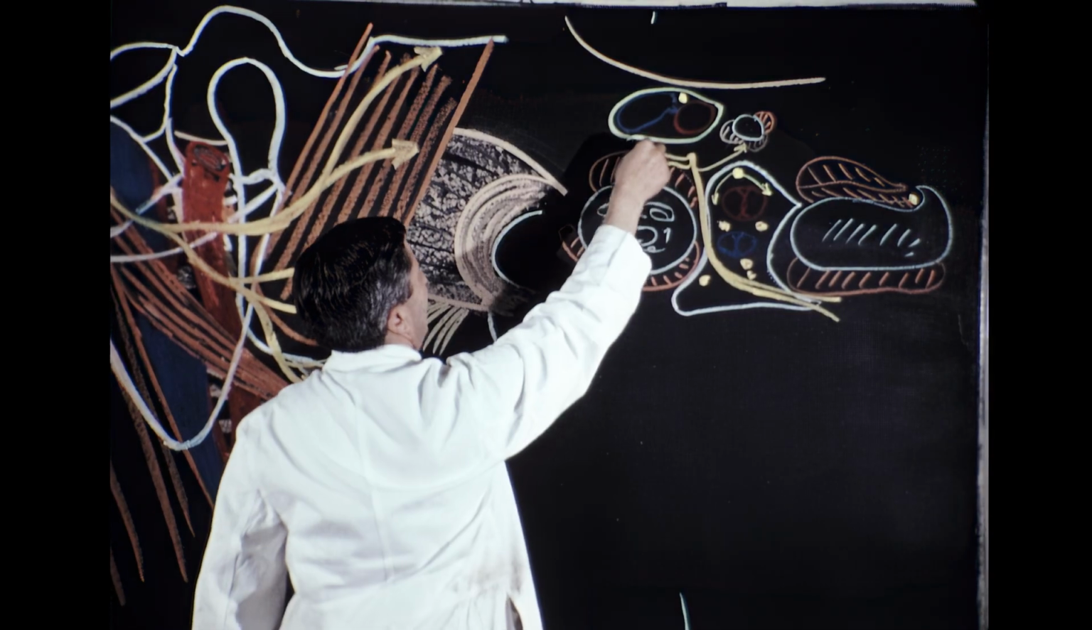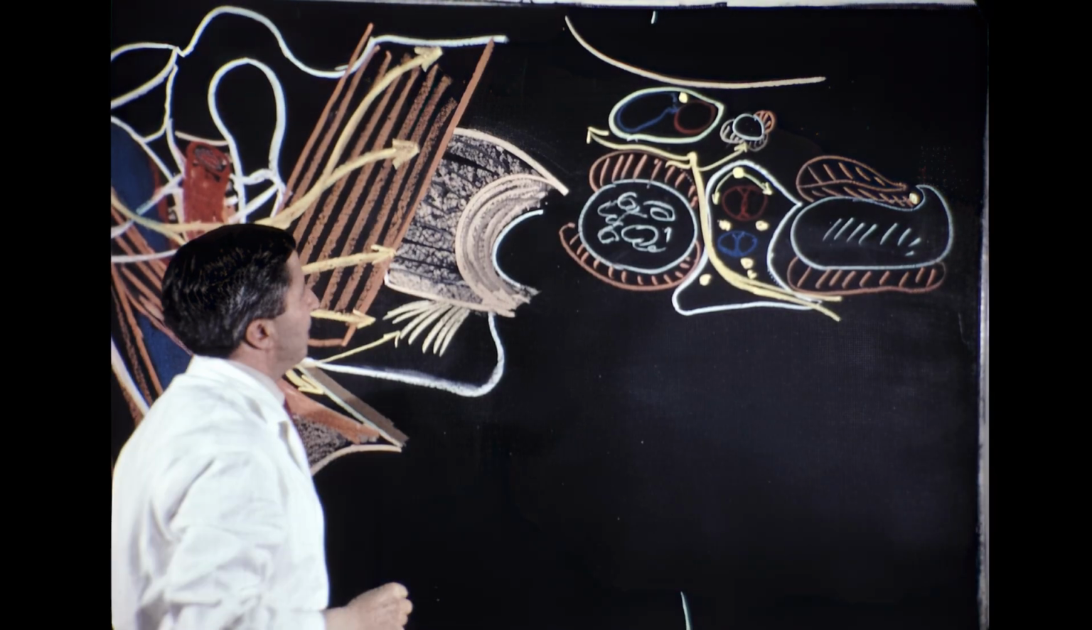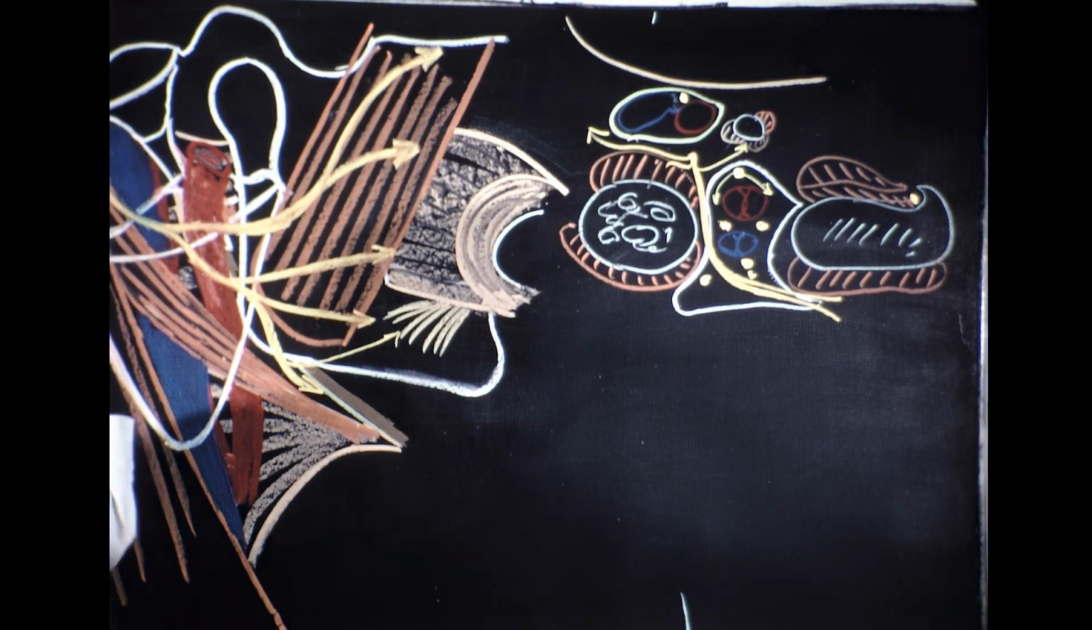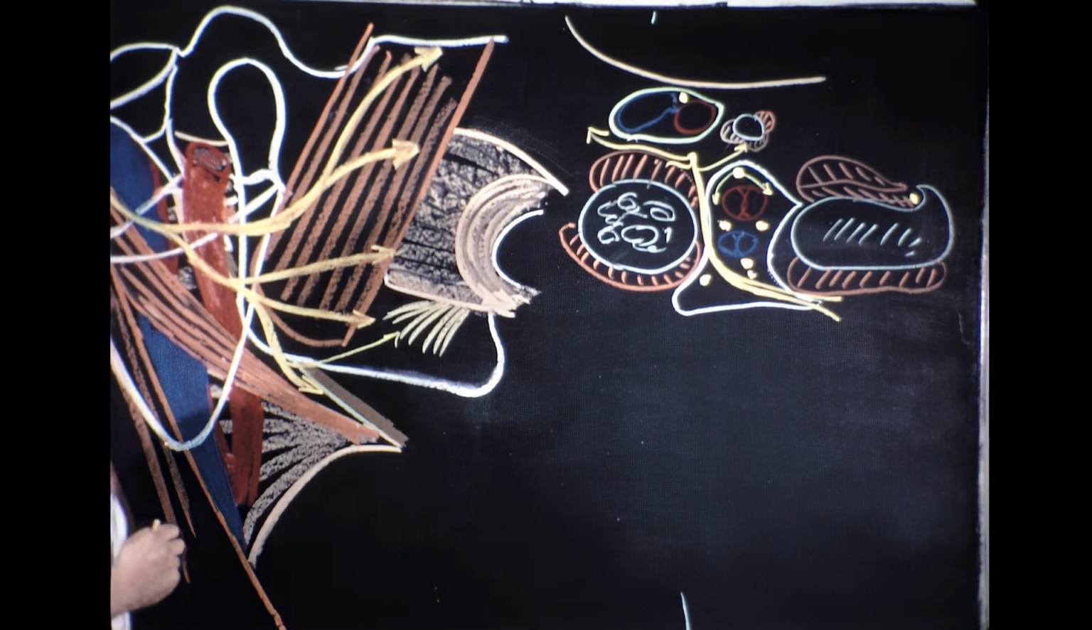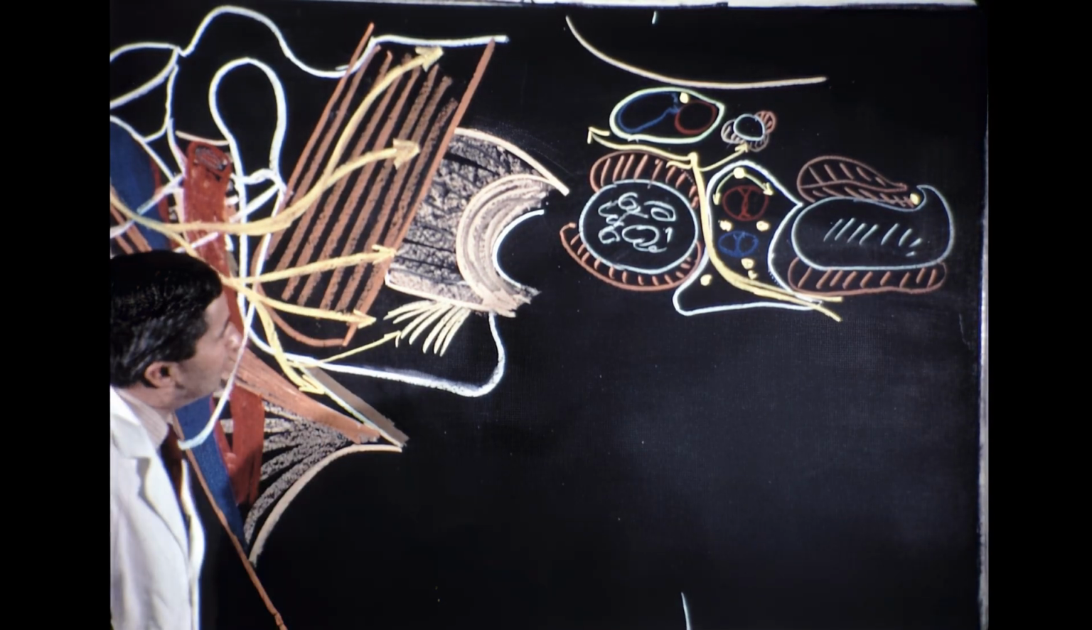There's one more branch that passes up here and goes round the back of the ear to supply the auricularis posterior and superior muscles which move the auricle of the ear.